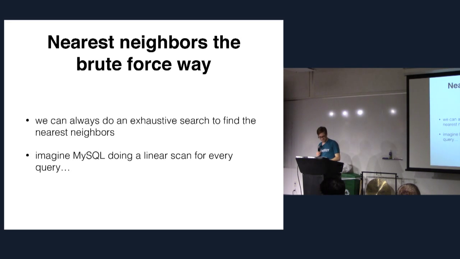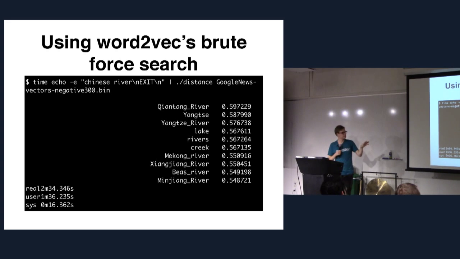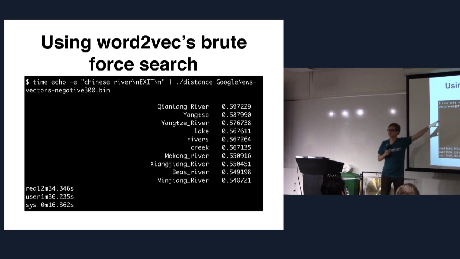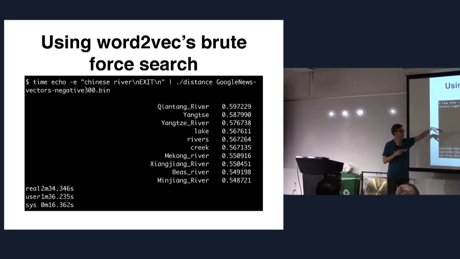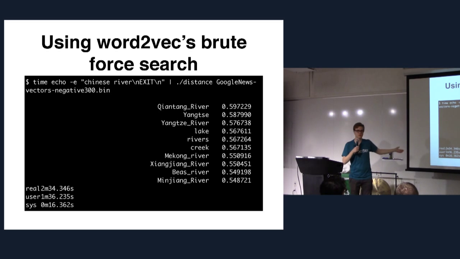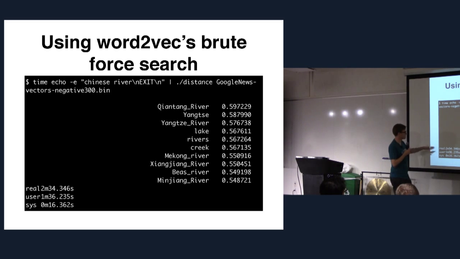So how do you do that? Actually, sorry, I'm just going to talk about this. This is exhaustive search. Word2vec comes with a tool to do exhaustive search. You put in Chinese river on some pre-trained vectors, and you get back a bunch of Chinese rivers. Kind of cool, in this latent factor space of words. It takes 2.5 minutes to do that.